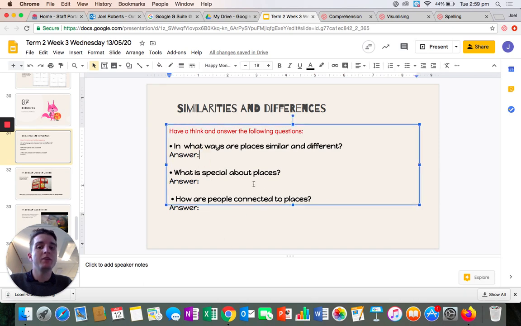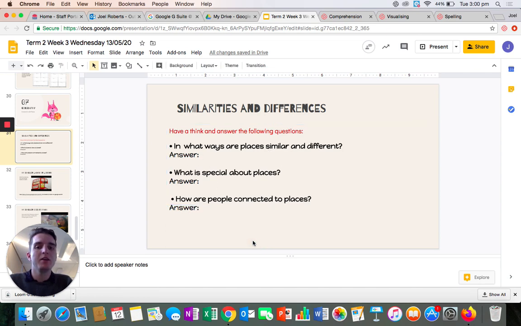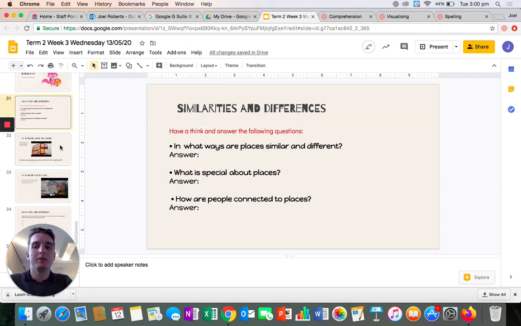And then what is special about places? You can answer that just here. What is special about places? And then how are people connected to places? So try and write at least one, maybe two full sentences for those answers there to help us understand some similarities and differences between places.